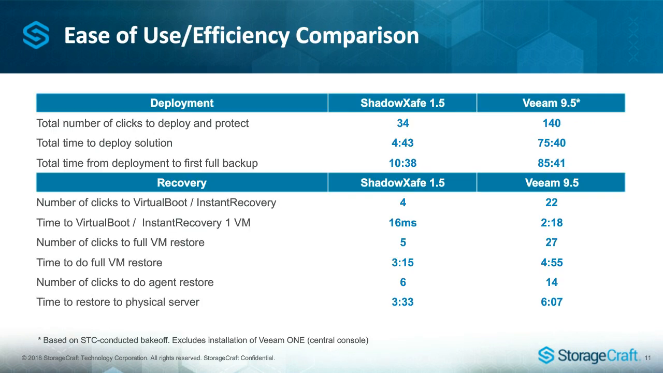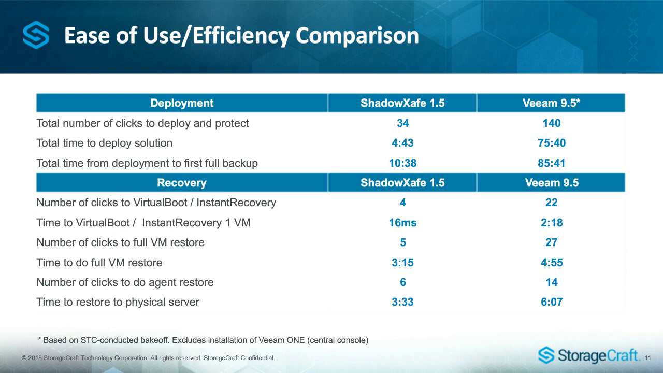Just a little competitive look. We talked about the ease of use and the testing that's involved. This is ShadowSafe. We did a little bake-off against Veeam 9.5, just to show you the easiness of the solution. Total time of deploying the solution, under 5 minutes, compared to instantiating a Veeam solution and putting it in place. Time to the first backup, 10 minutes. So again, 10 versus 85. But look at the recovery part.